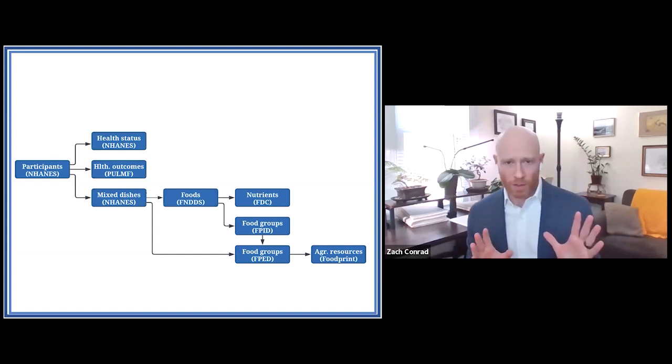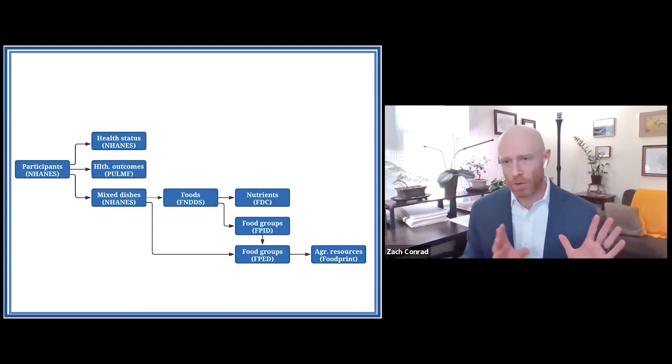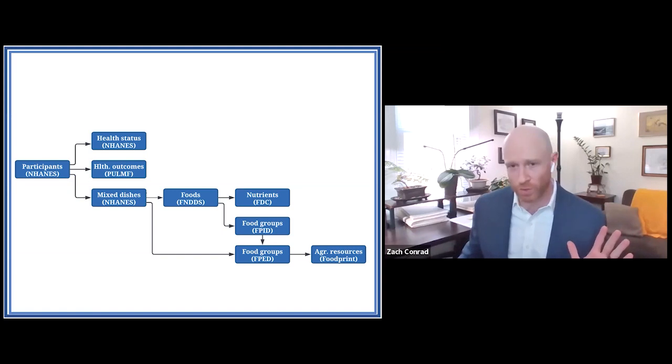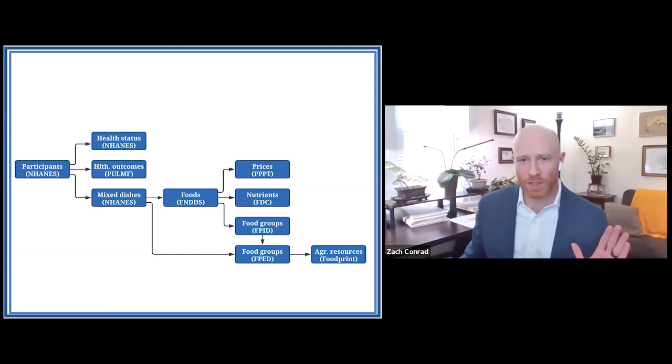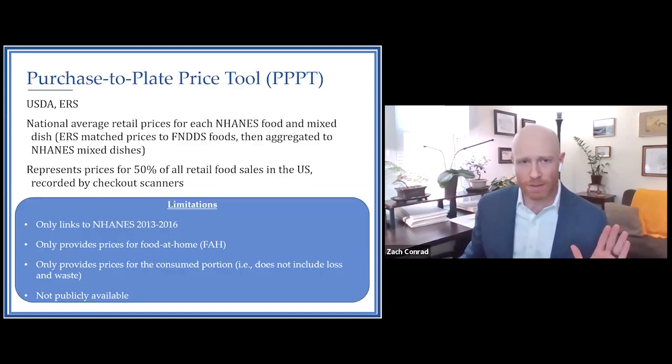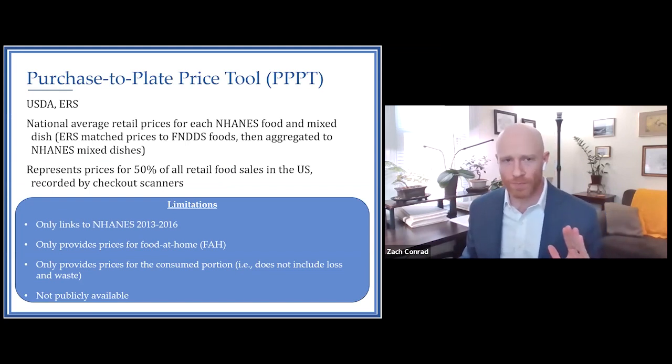Okay, so this is where we are. We're moving pretty far along. Now we're all the way up to agricultural resources, and now we can start to estimate food prices. The best way to do this now is with the Purchase to Plate Price Tool, which is provided by the Economic Research Service as part of USDA.